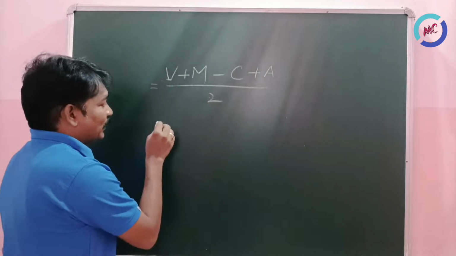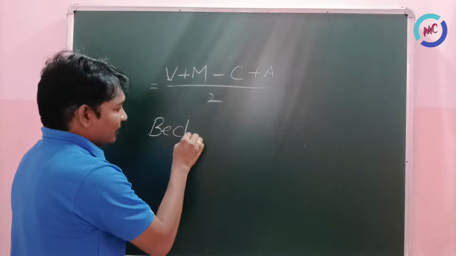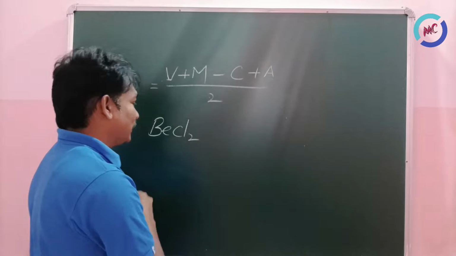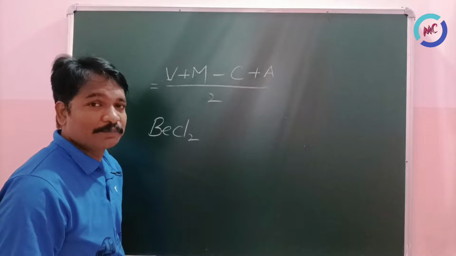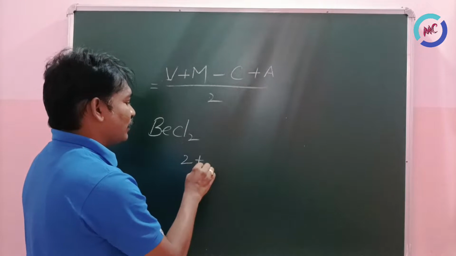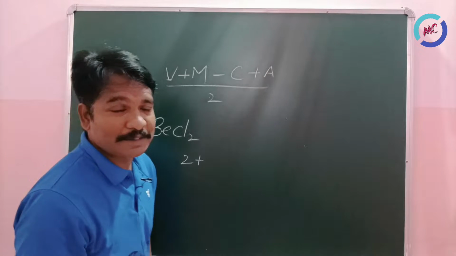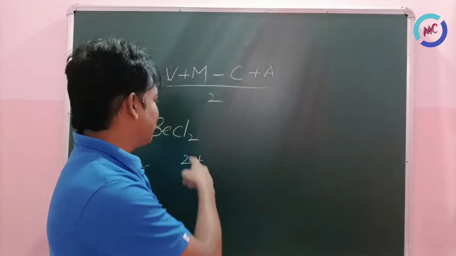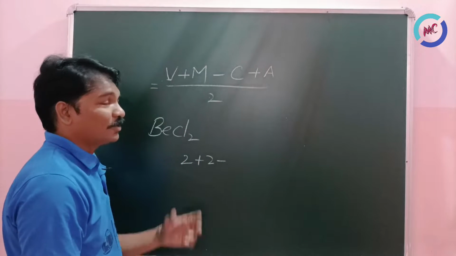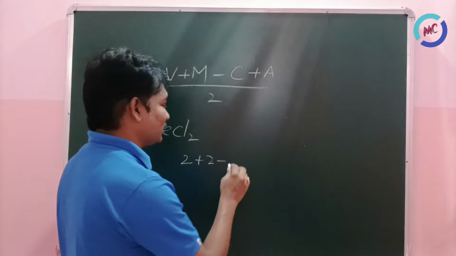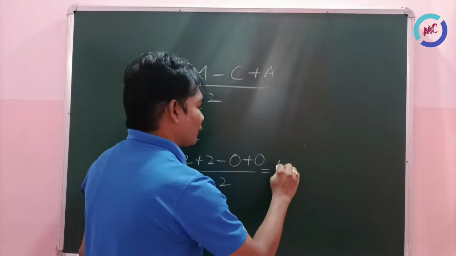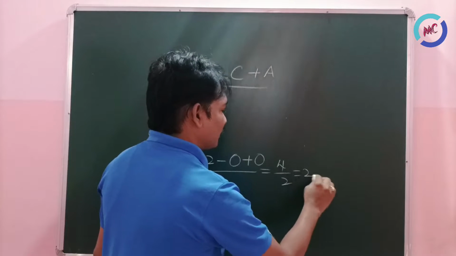Let us say beryllium chloride. What is the central atom here? The central atom in beryllium chloride is beryllium. And how many valence electrons are there around beryllium? There are 2 valence electrons. Let us substitute the values. 2 plus number of monovalent side atoms. All halogens are monovalent, and there are 2 chlorines. I am writing 2 here, minus, it is a neutral one, there is no cation, there is no anion, no positive and negative charges. That's why 0 plus 0, by 2. 2 plus 2, 4, 4 by 2, that is equal to 2.